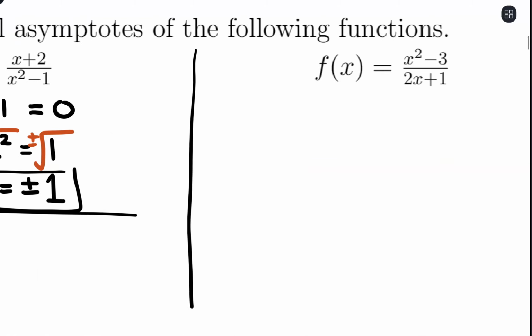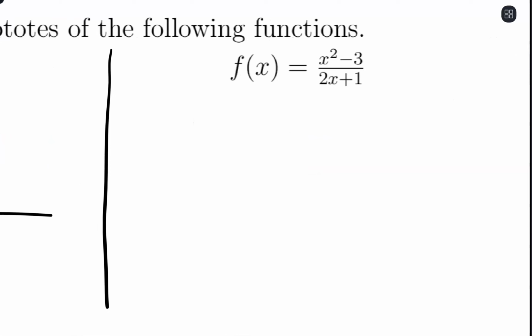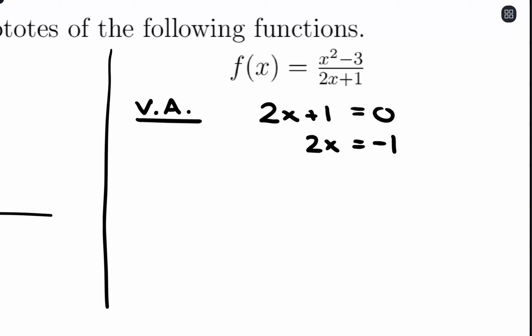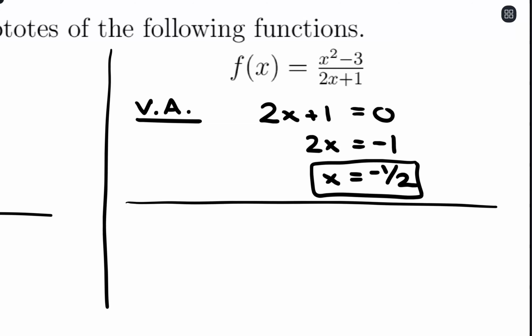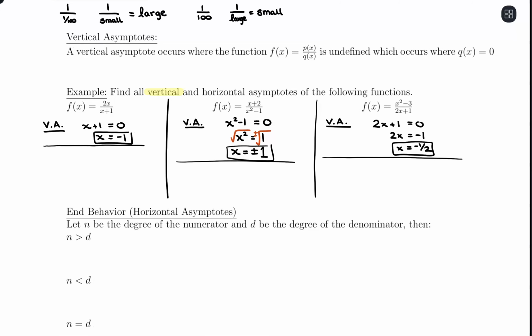And then our last function here, x squared minus 3 over 2x plus 1. So for the vertical asymptote, I'm going to look at 2x plus 1, and where does that equal 0? Subtract 1 from both sides, so 2x equals negative 1. Divide both sides by 2, x equals negative 1/2, and that would be our vertical asymptote. So notice with those, I didn't do anything with the numerator function. You can just completely ignore it because it's all about where does the denominator equal 0 for those vertical asymptotes.